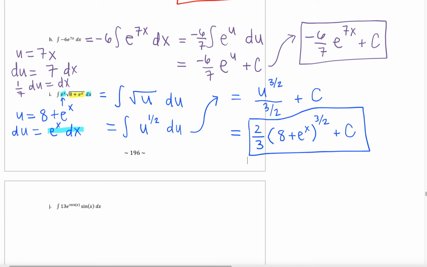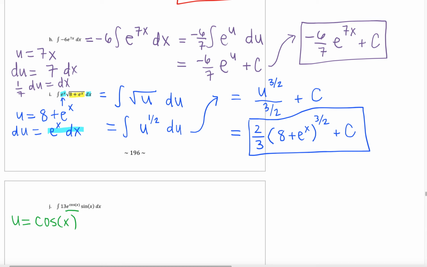So here in example J, we have the integral of 13 times e to the cosine of x times sine of x dx. So we're now back to an example that only has one e in it. Anytime this happens, we want our u sub to be that exponent. So here, our u sub is going to end up being cosine of x. Why don't you guys set up this integral in terms of u, using the fact that our u will equal cosine of x. And then we'll check that setup together.